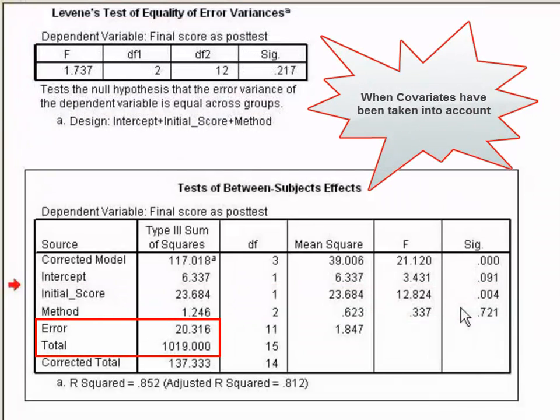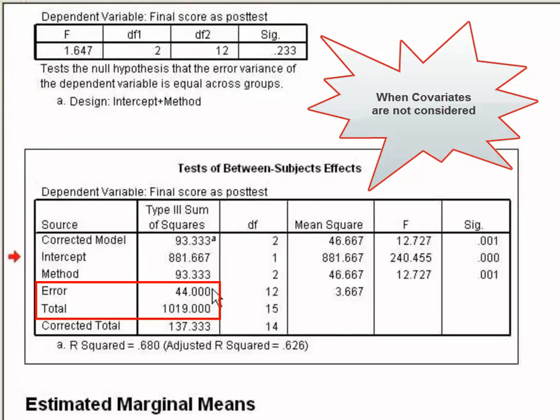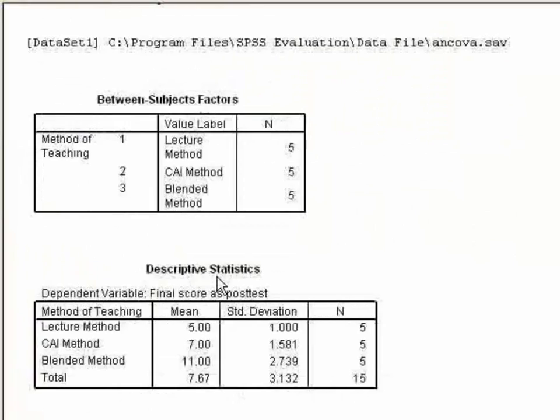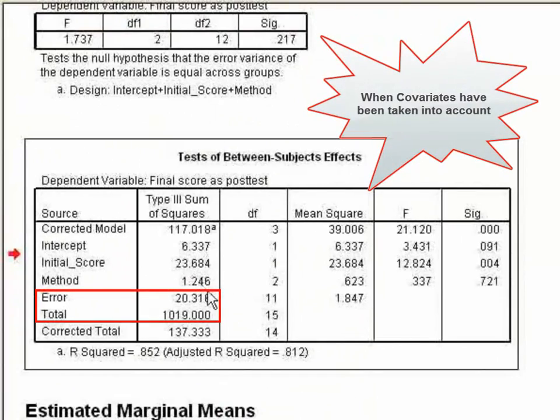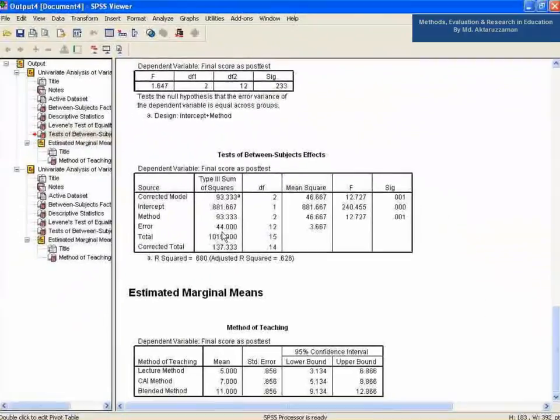Let's see the error in the table, Tests of Between-Subjects Effects, at the output viewer. The large amount of variation in final score that is accounted for by the covariate has meant that the unexplained variance has been reduced from 44.0 to 20.3. Have a look at it. The total variance has not changed. All that has been changed is how the total variation is explained.